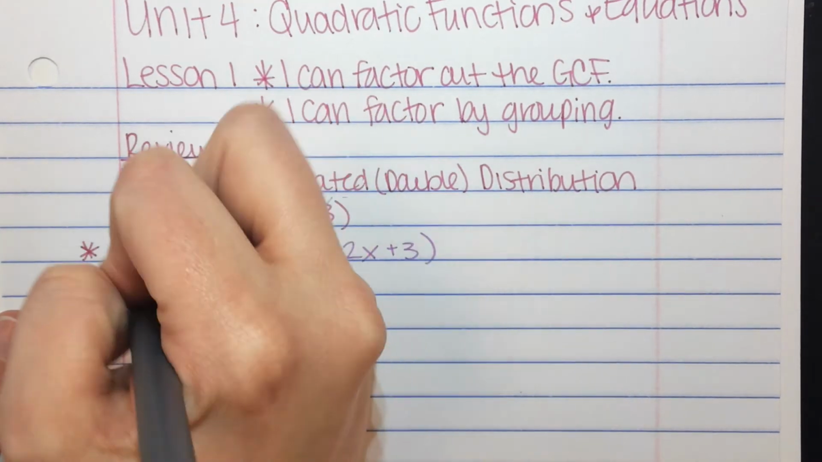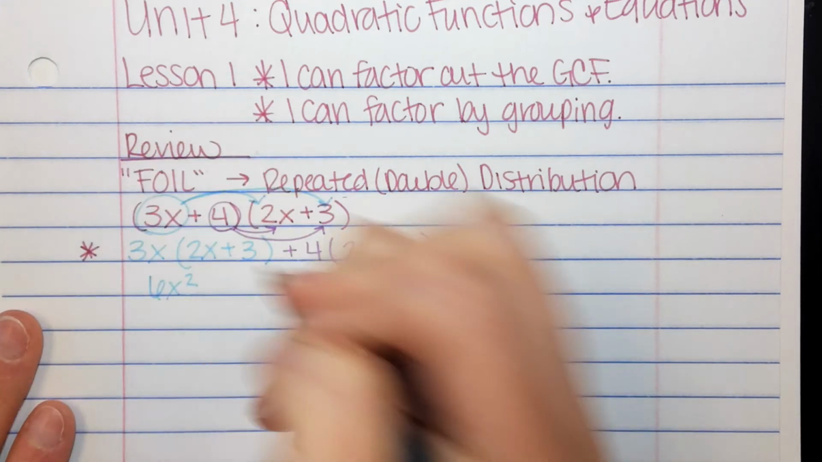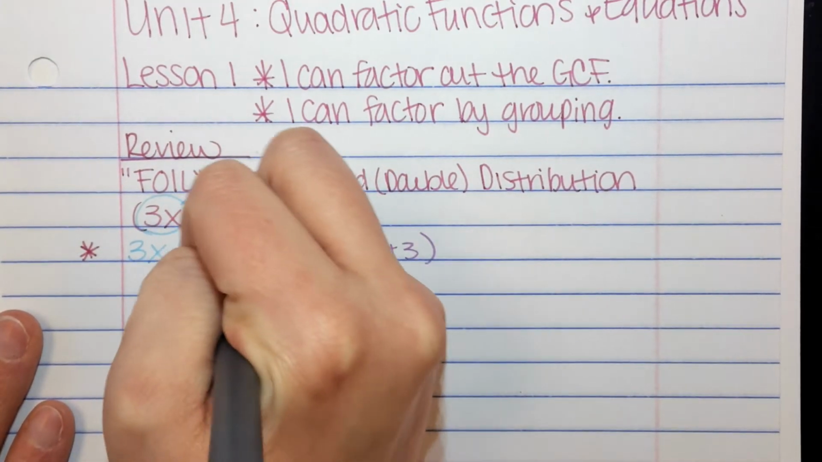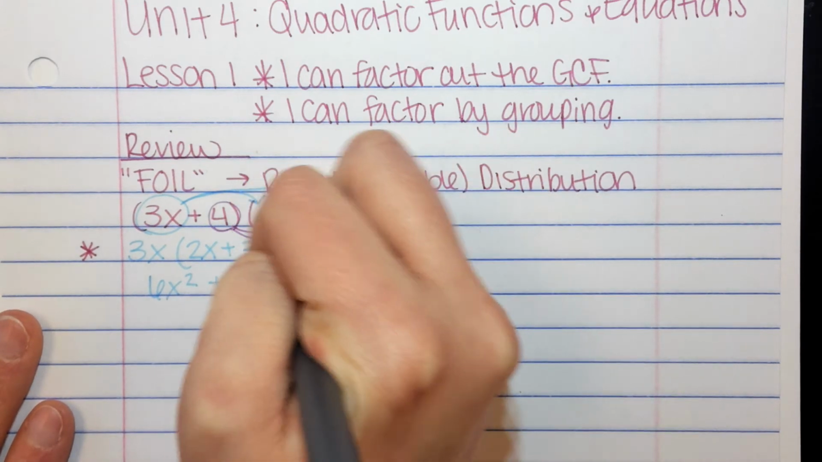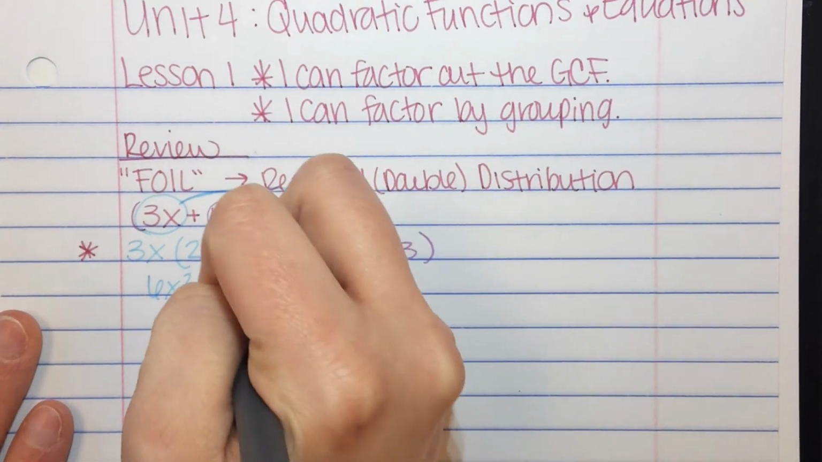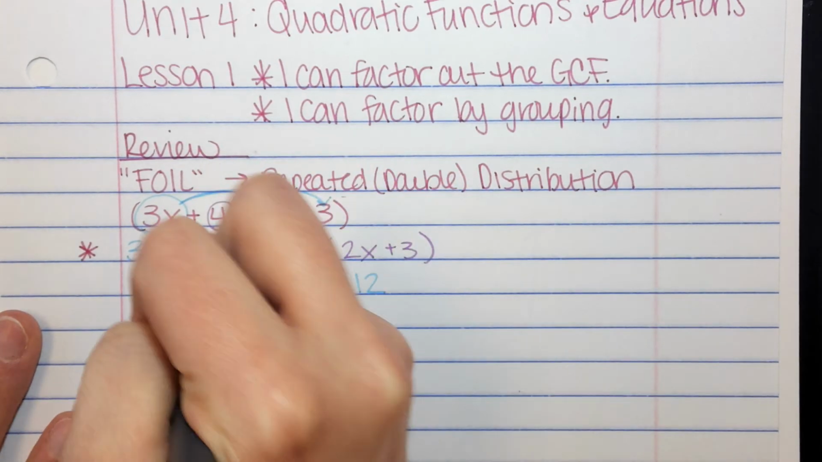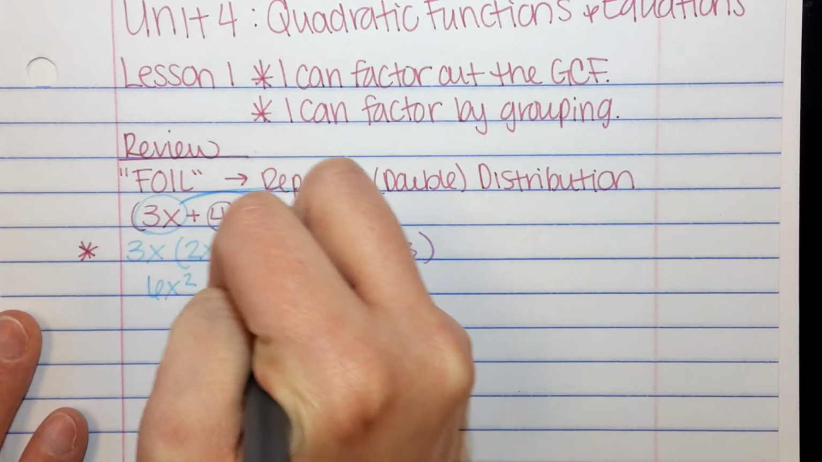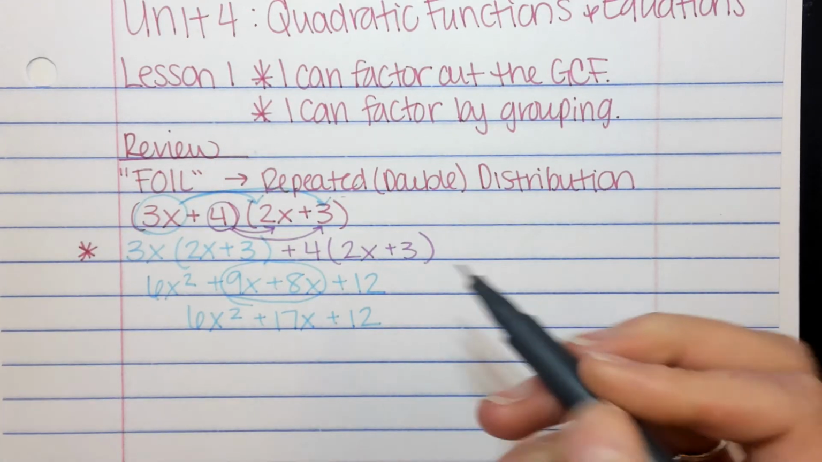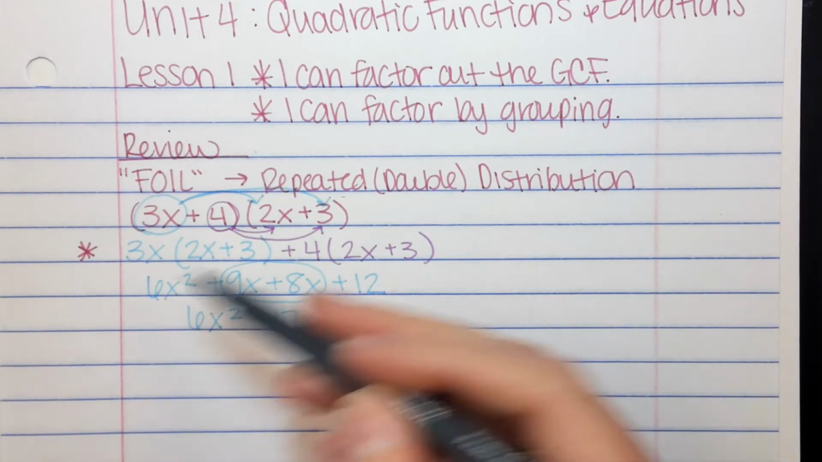So 3x times 2x is 6x squared. Remember, an x times an x is an x squared. 3x times 3 is 9x. 4 times 2x is 8x. 4 times 3 is 12. Then you can see we have like terms in the middle. So we're left with 6x squared plus 17x plus 12. Okay, so it's a multiplication there.